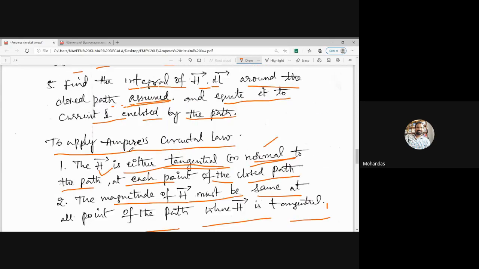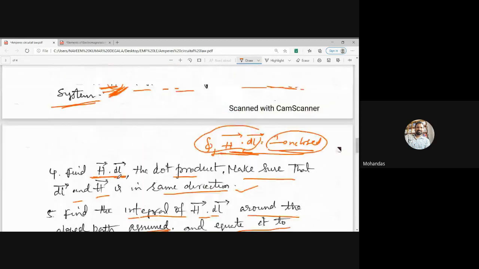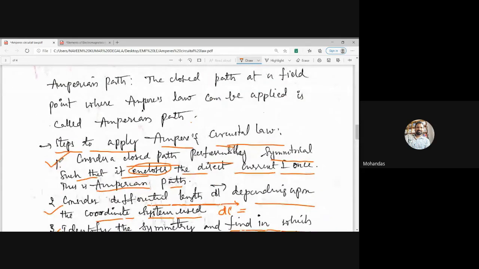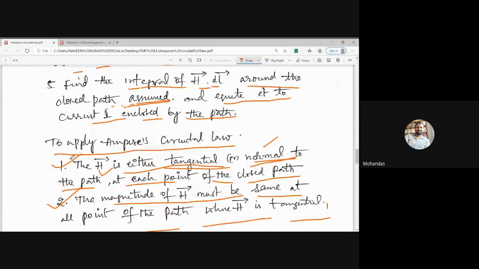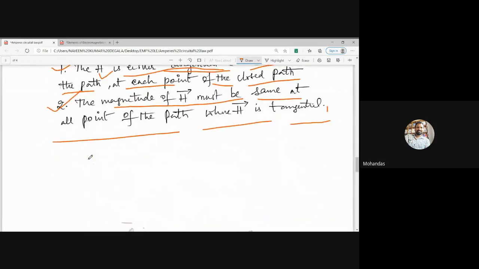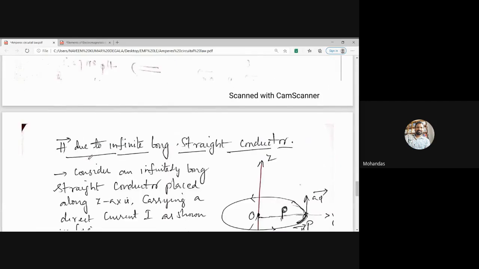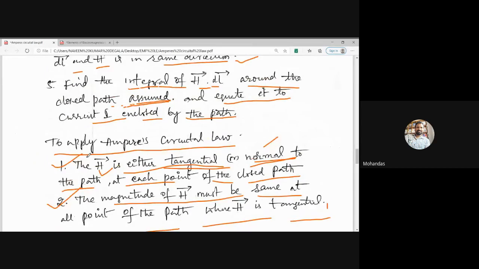So while solving the problems, we have to follow these steps: step 1, step 2, step 3, step 4, step 5. Now let us apply Ampere's circuital law. Now come to the application. Any doubts in these steps?